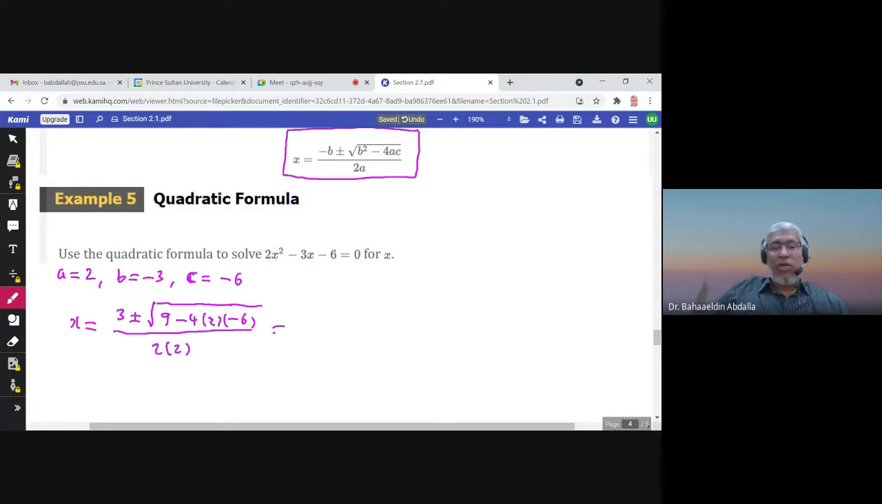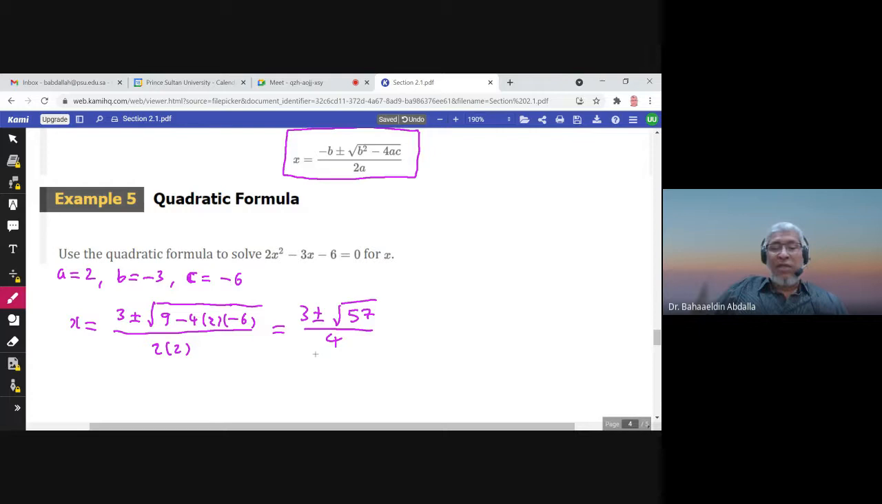Now you evaluate and find the answer. Here, this is 9. Minus times minus would be plus. You can use the calculator if you like: 9 plus 4 times 2 times 6, that is 48 plus 9. You will have 57 inside the root, so 9 plus 48 is 57, over 4.